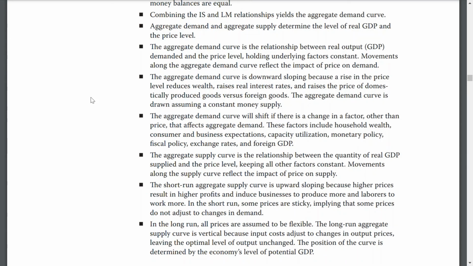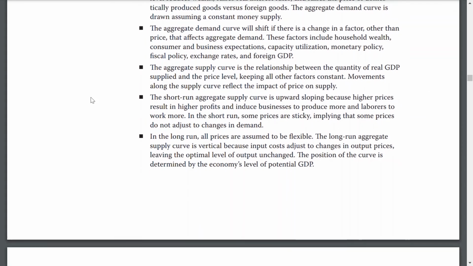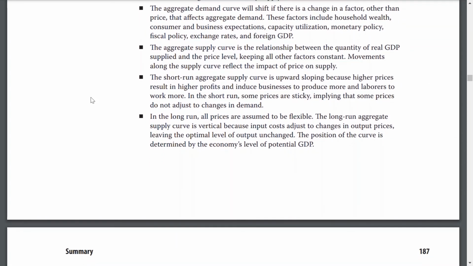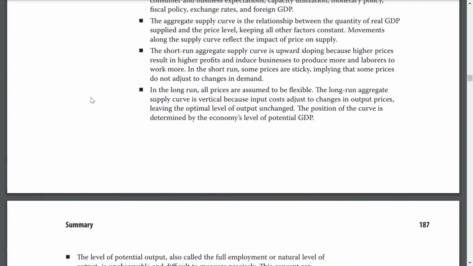In the short run, the aggregate supply curve is upward sloping because higher prices result in higher profits and induce businesses to produce more and laborers to work more. In the short run, some prices are sticky, implying that some prices do not adjust to changes in demand. In the long run, all prices are assumed to be flexible.